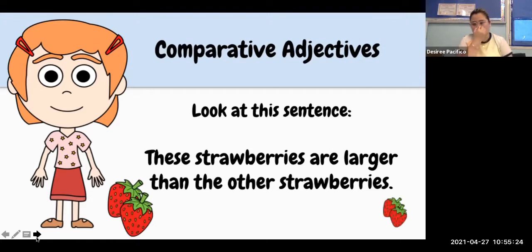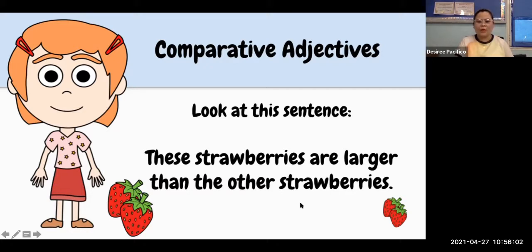Now this time, as I told you, I'm going to teach you additional information about adjectives. Now, these are comparative adjectives. What do you mean by comparative adjective, Miss Desiree? These adjectives are words that compare nouns. Okay, let's have the first example. Our first noun is strawberries. Okay, now let's look at this sentence. These strawberries are larger than the other strawberries.